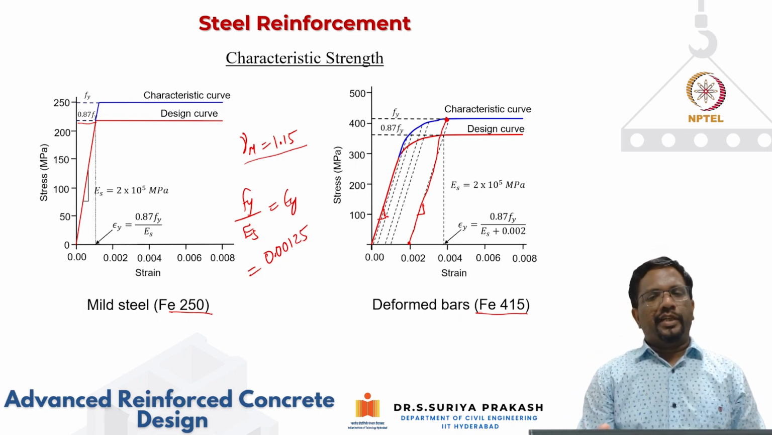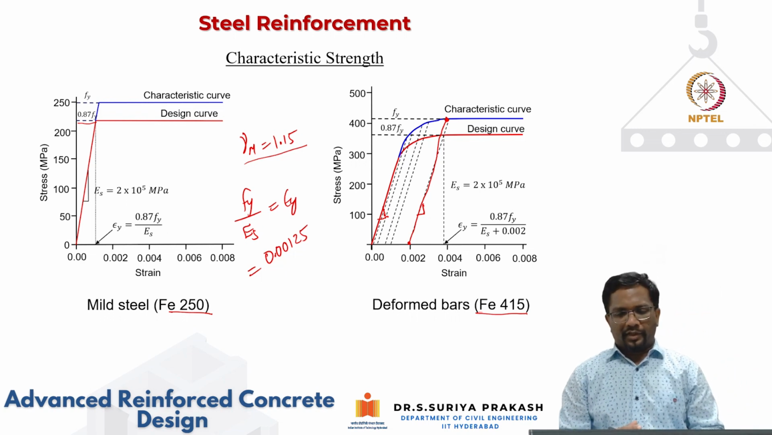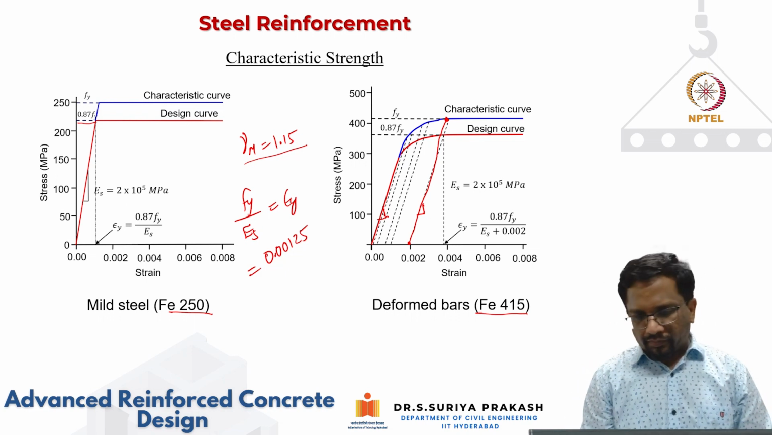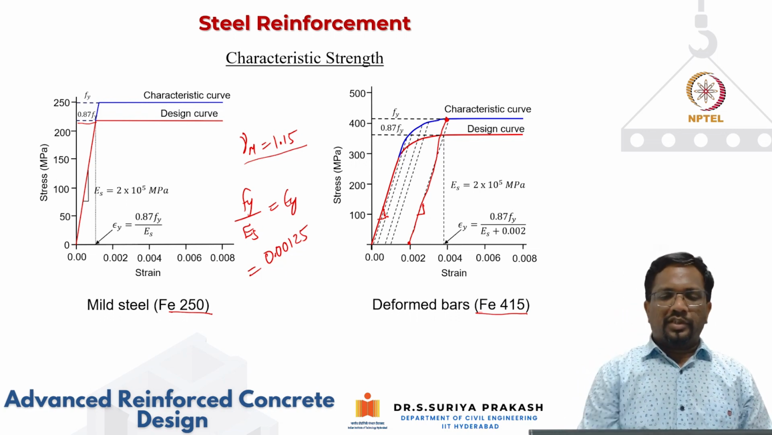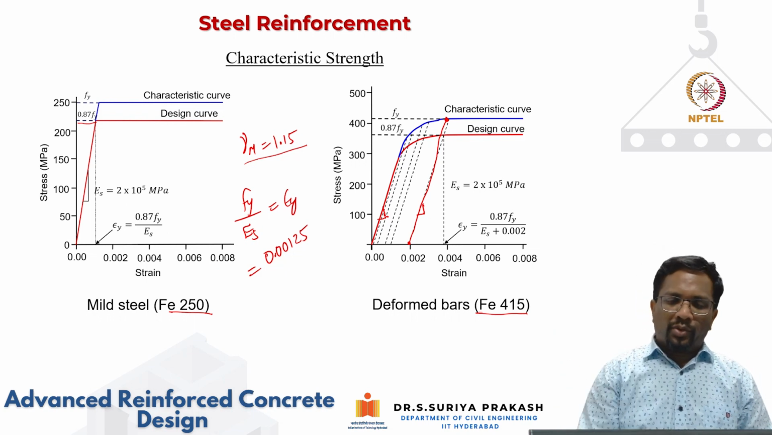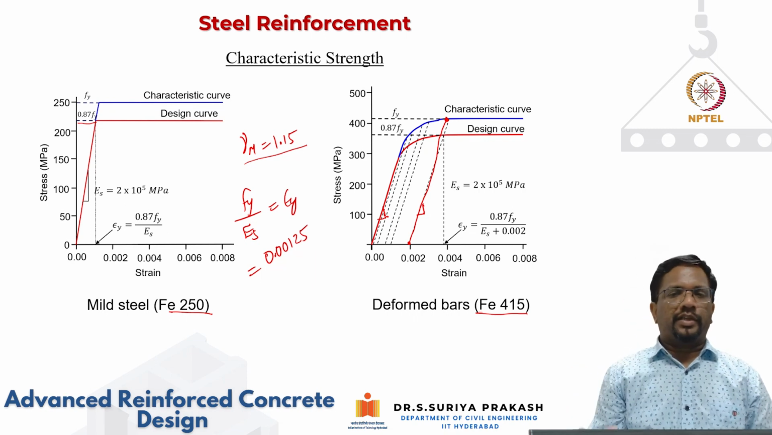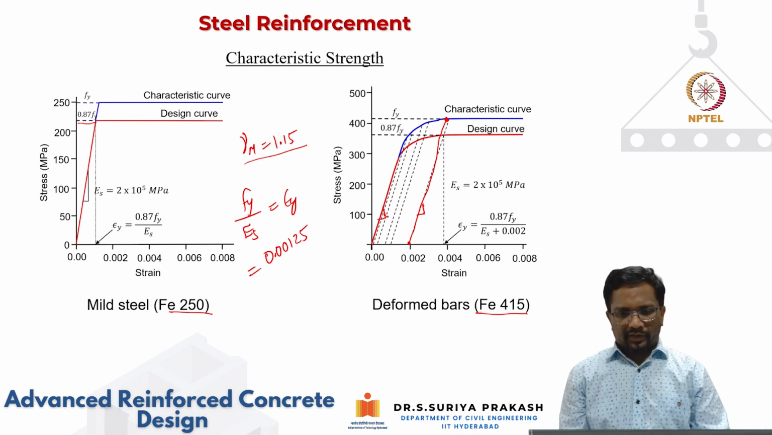Because the yielding is not very well defined in high strength steel rebars, Fe415 or Fe500 or Fe550T, this is the way we define it. This is 0.2 percent. That's why 0.2 divided by 100 becomes 0.002, and you draw a parallel line with the same elastic modulus slope, and wherever it touches, that becomes your yield stress.